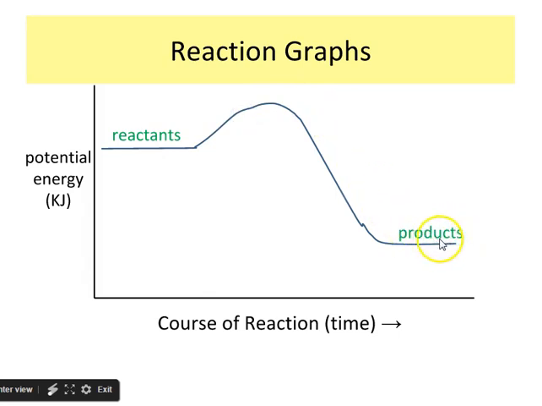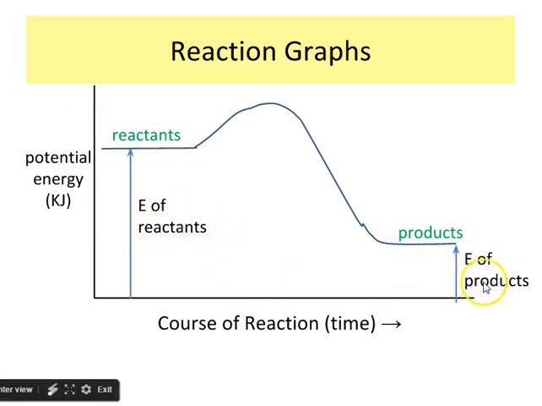This is at the end of the reaction, and this is at the beginning. Now, look at the shape of this graph. Where is there more energy, the reactants or the products? The reactants have more energy because they're higher up on the y-axis, okay? So this is the energy of the reactants, and this is the energy of the products. The energy of the reactants is higher than the energy of the products.